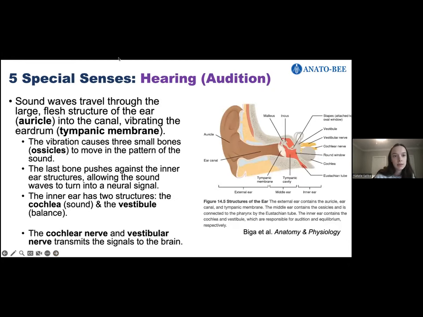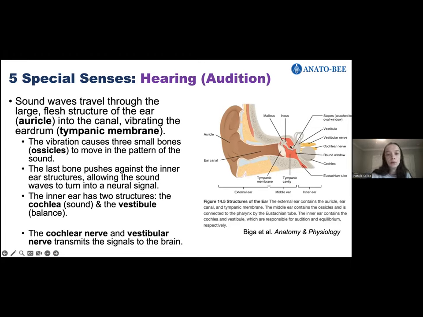And so the second one is hearing. Sound waves are going to travel through the large part of your ear, which is called the auricle, into the canal, and it's going to vibrate against the eardrum, which is called the tympanic membrane. And then this vibration is going to move these little three bones in your ear. You have the malleus, the incus, and the stapes.